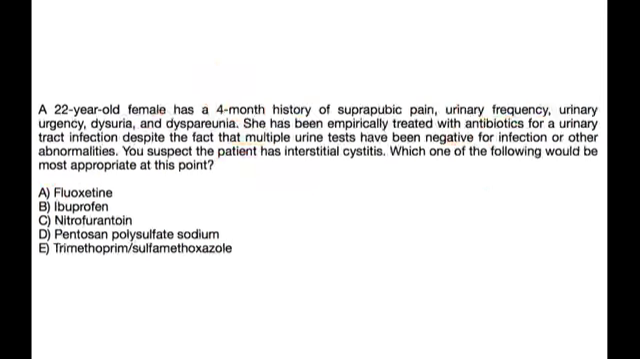And finally, a 22-year-old female has a 4-month history of suprapubic pain, urinary frequency, urinary urgency, dysuria, and dyspareunia. She has been empirically treated with antibiotics for a urinary tract infection, despite the fact that multiple urine tests have been negative for infection or other abnormalities. You suspect the patient has interstitial cystitis. Which one of the following would be most appropriate at this point?